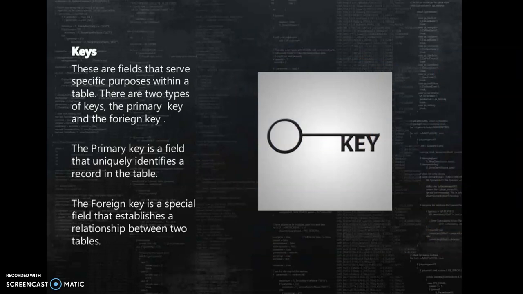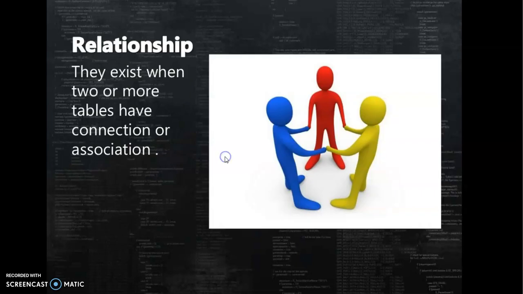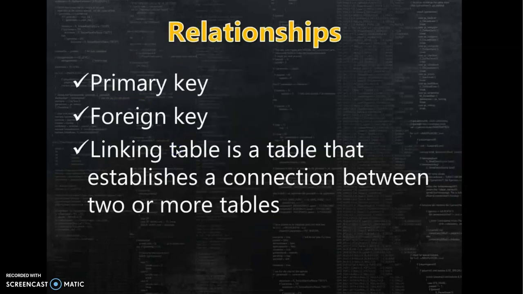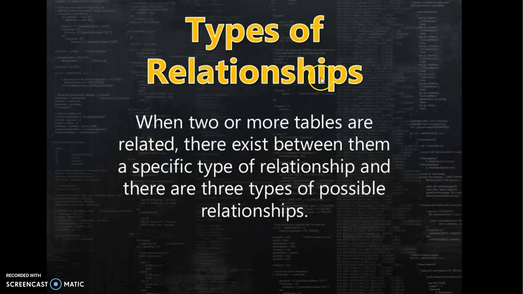Key. These are fields that serve a specific purpose within a table. There are two types of keys, the primary key and the foreign key. The primary key is a field that uniquely identifies a record in a table. The foreign key is a special field that establishes a relationship between two tables. Relationship. They exist when two or more tables have connections through primary key and foreign key.